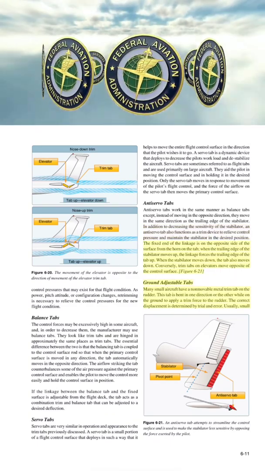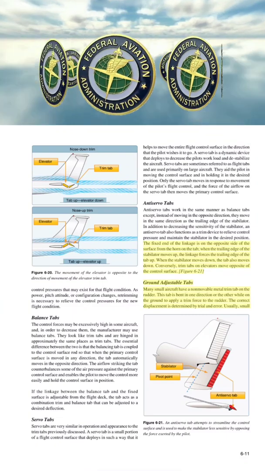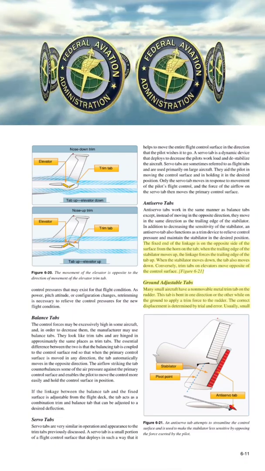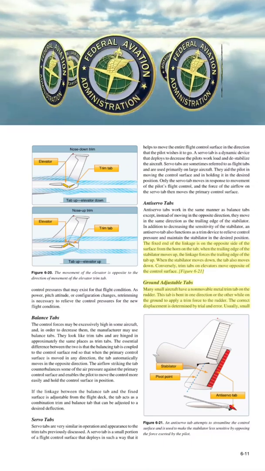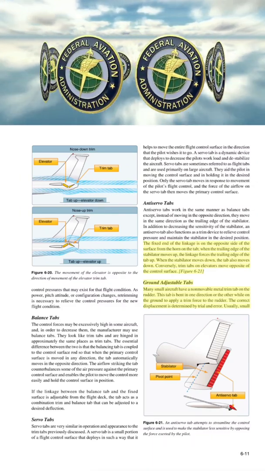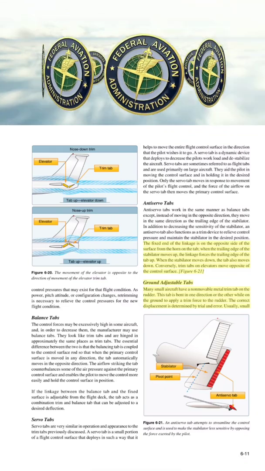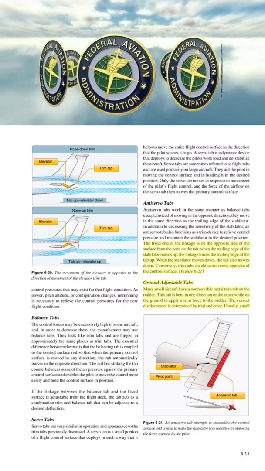The fixed end of the linkage is on the opposite side of the surface from the horn on the tab. When the trailing edge of the stabilator moves up, the linkage forces the trailing edge of the tab up. When the stabilator moves down, the tab also moves down. Conversely, trim tabs on elevators move opposite of the control surface. Figure 6-21, ground adjustable tabs.